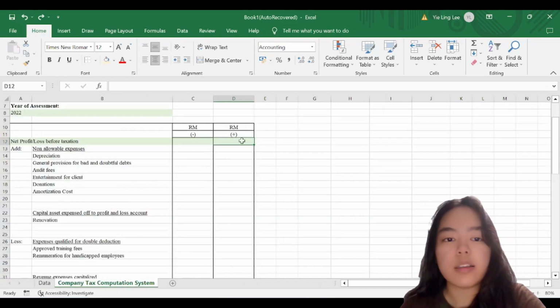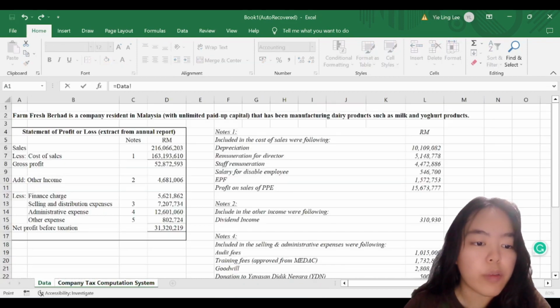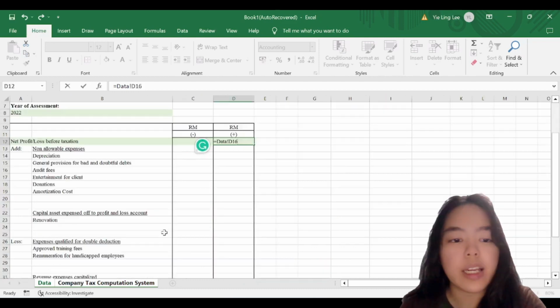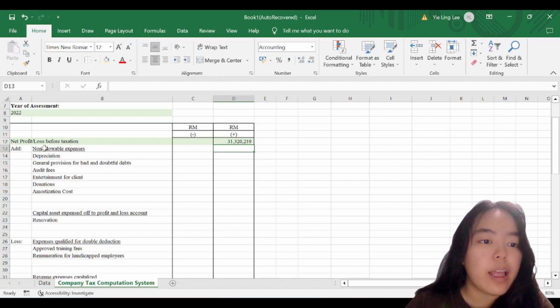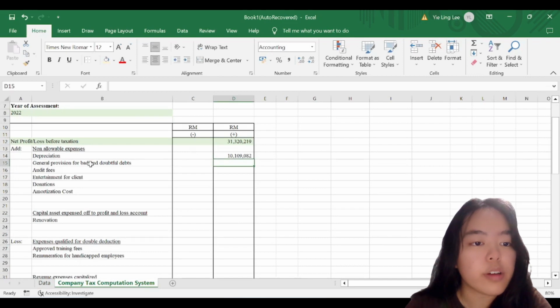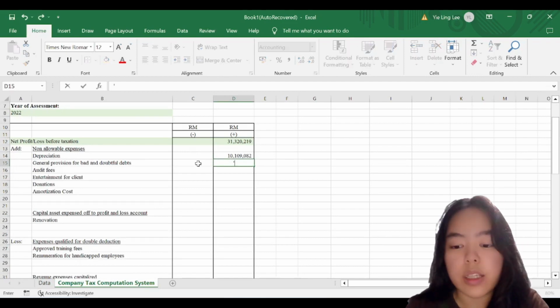Very easy, we click on the cell and put in an equal sign. Then we go to the data and find the related item, which is net profit before taxation, and press enter and it automatically comes here. And next we're just going to put in all the others. We just have to link all the other items with the data. So for depreciation, it's here. As for general provision, since I don't have any provision, I'm going to put in a dash.